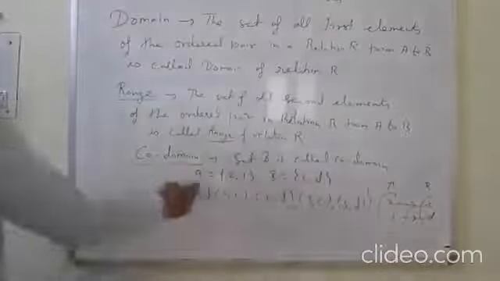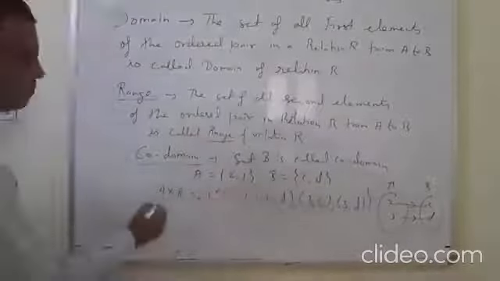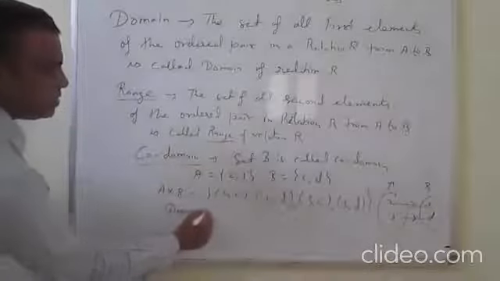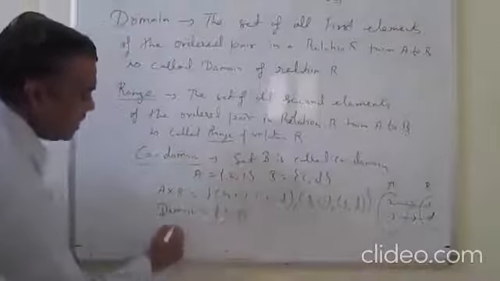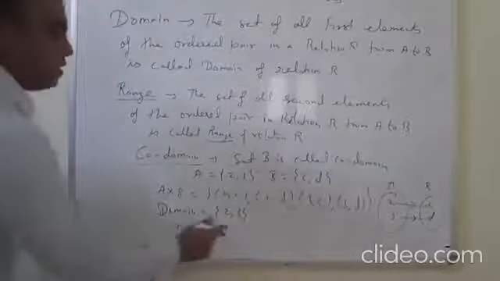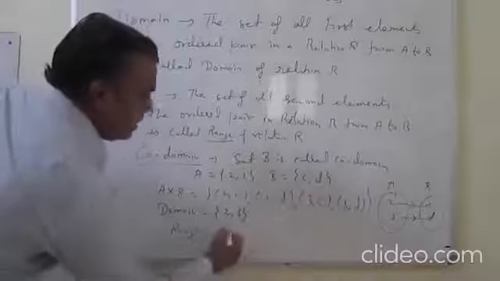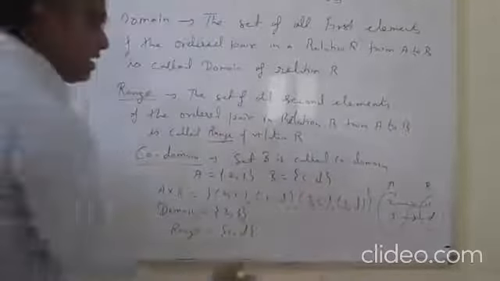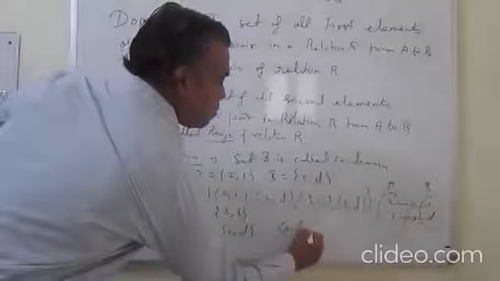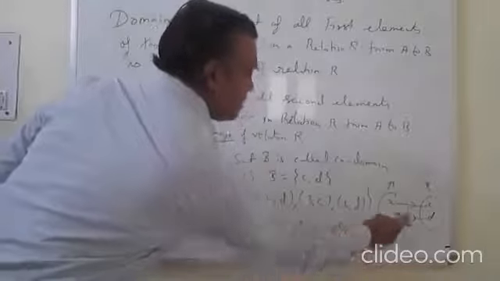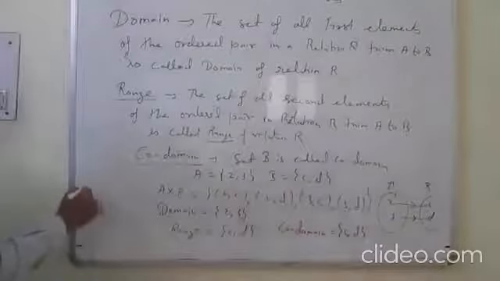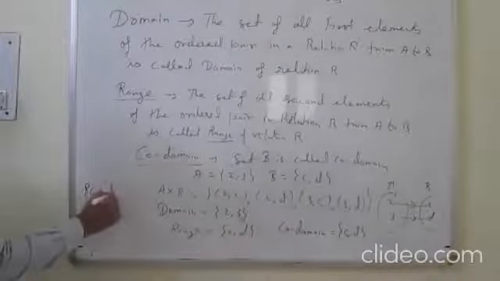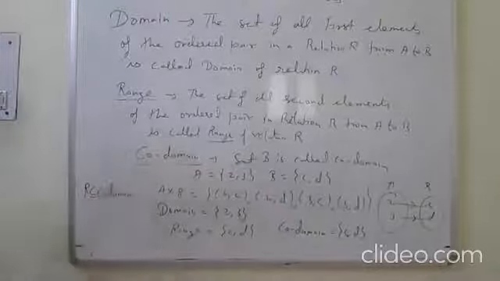So what is the domain? Domain is the first element of the ordered pair. Here domain is {2, 3}. Range is {C, D}, the elements of the second set, and codomain is equal to {C, D}, the second set. So range is a subset of codomain.